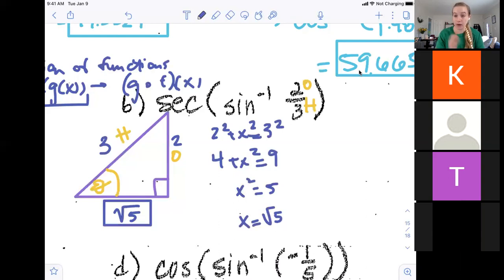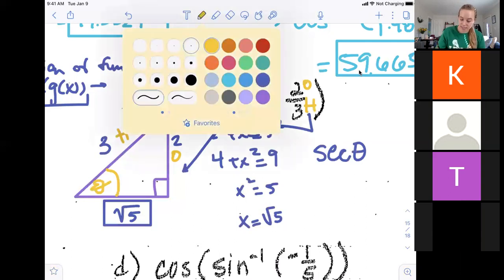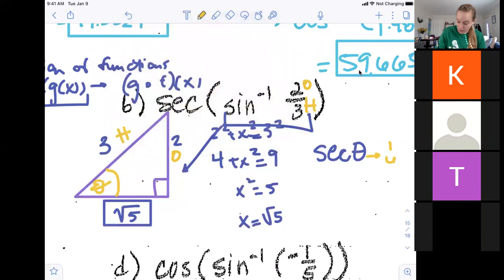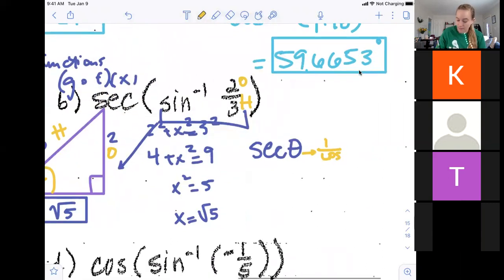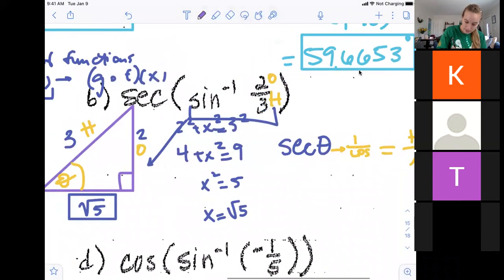Okay, we've got our shape, we've got our theta. And again, I don't care what my theta is. I found this triangle. So now I'm doing secant of this angle. We remember that secant is the same thing as 1 over cosine, or the reciprocal of cosine. So that means secant is going to be hypotenuse over adjacent. If cosine is adjacent over hypotenuse, we're going to flip it and do hypotenuse over adjacent. So my answer here is going to be 3 over root 5.